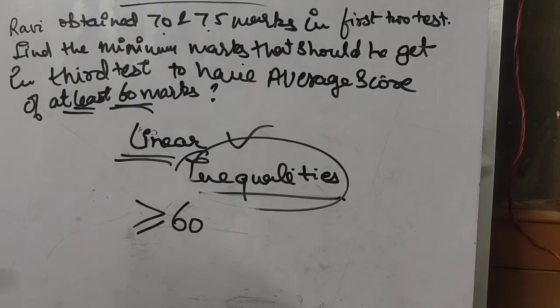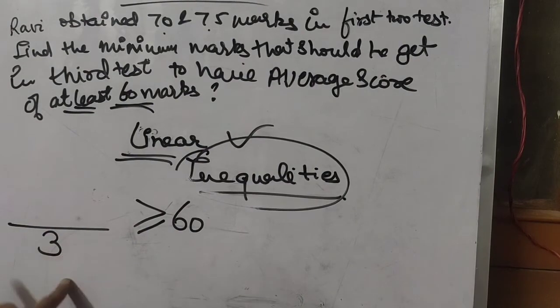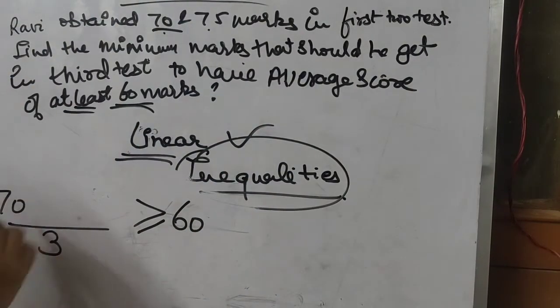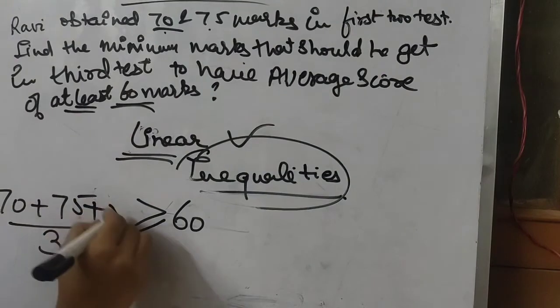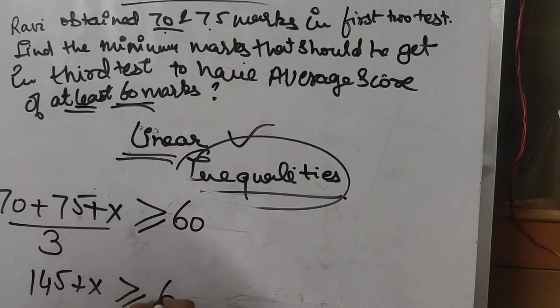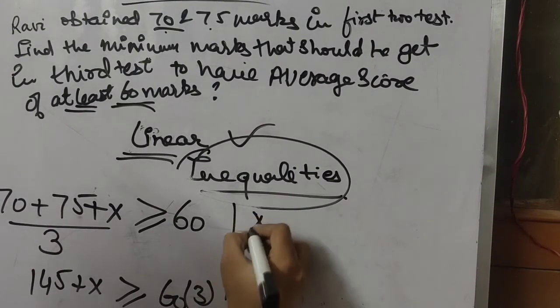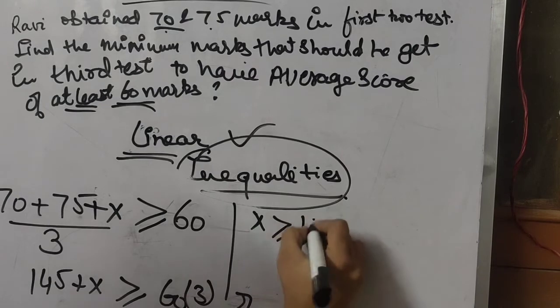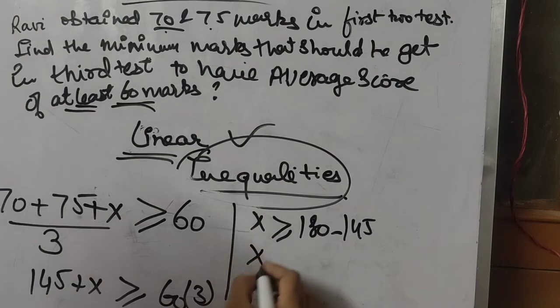First, we know that our marks should be greater than or equal to 60, and we know that it is an average, so we'll divide by 3. Our first marks are 70 and the other one is 75, and we need to find the third mark, that is x. So 70 plus 75 is 145, plus x, which is greater than or equal to 60 into 3. So x will be greater than or equal to 180 minus 145.